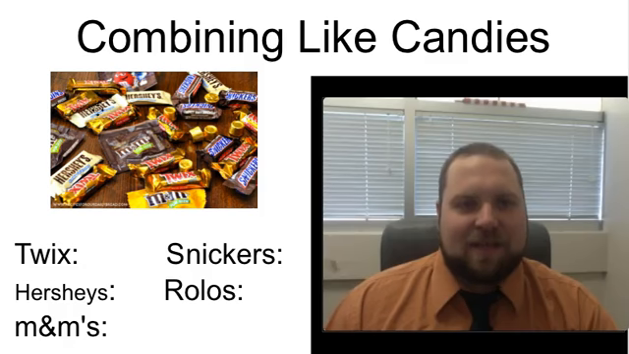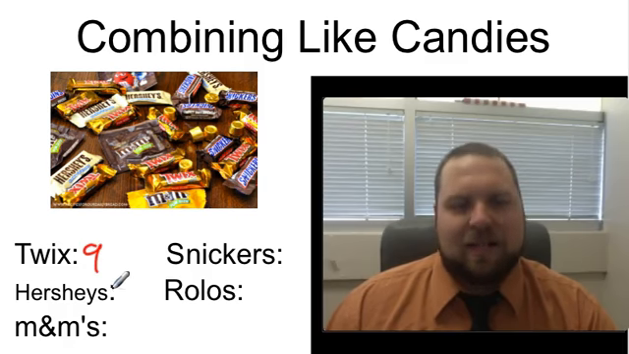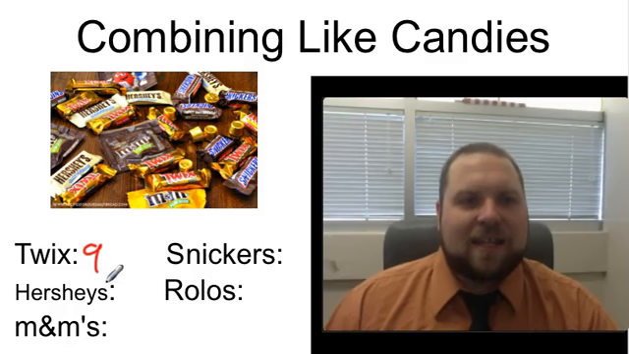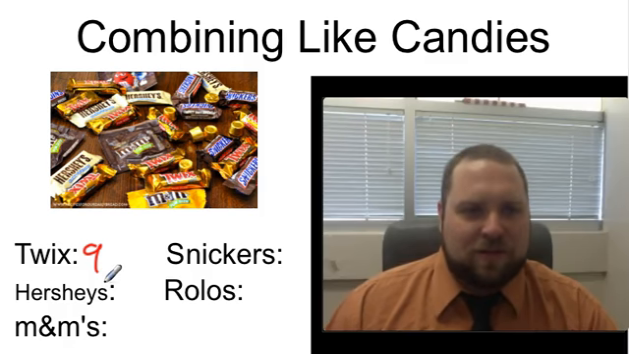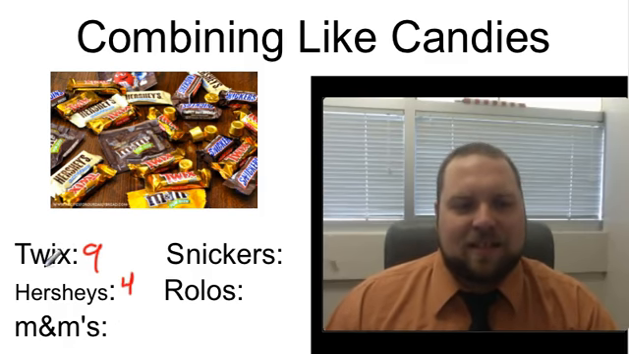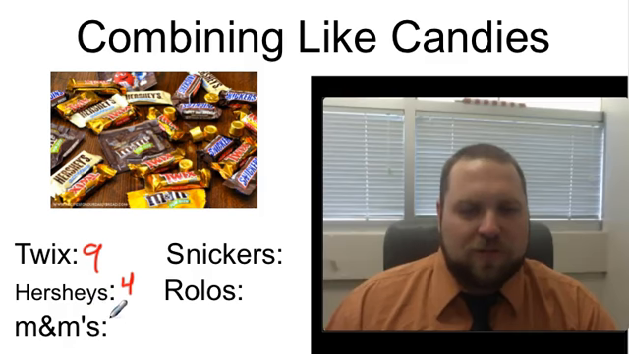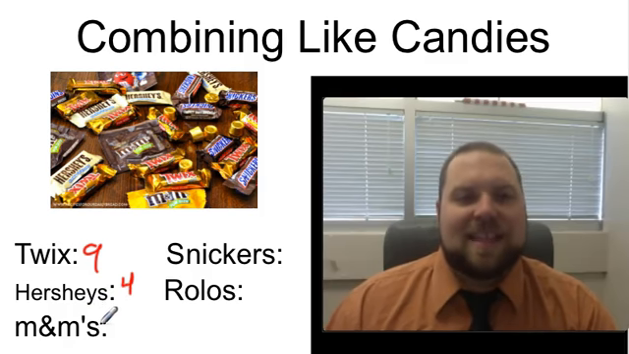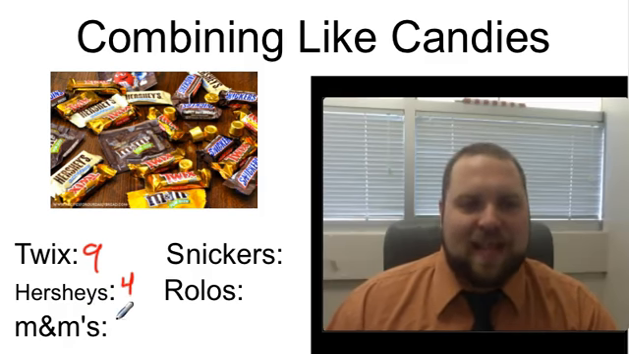For instance, I could count how many Twix bars are in there. 1, 2, 3, 4, 5, 6, 7, 8, 9. And so I could say, oh hey, there are 9 Twix bars. And then I can count up how many Hershey bars there are. So 1, 2, 3, 4, it looks like of those. And so on and so forth. I could go through this whole process, and now I've made a list of 9 Twix bars, 4 Hershey bars, so on and so forth, to say exactly how much candy is in that.